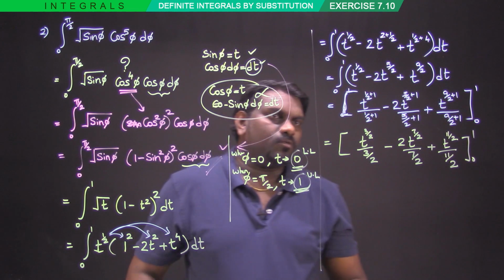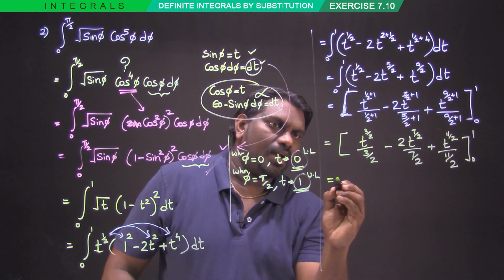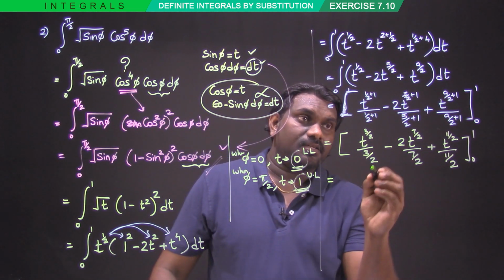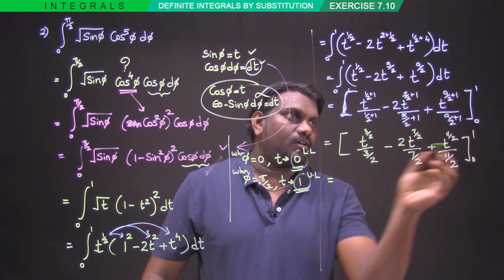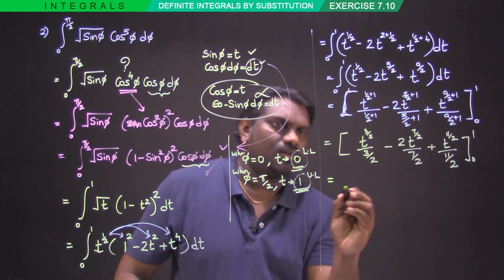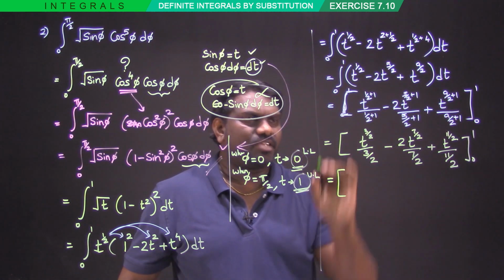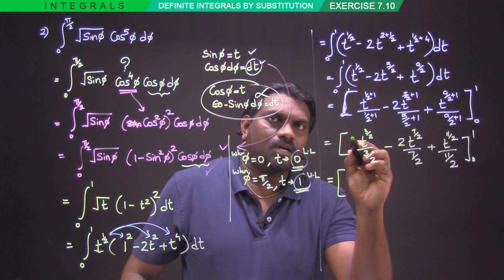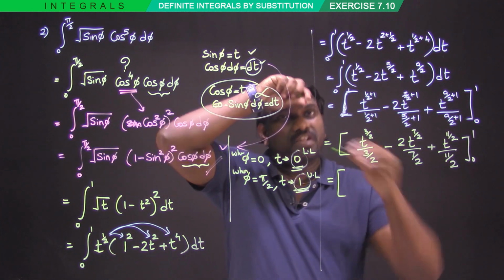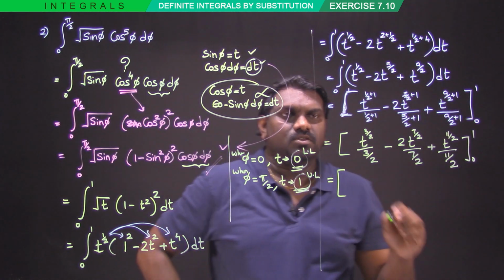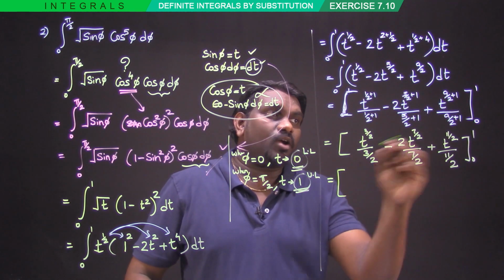Now what do you have here? Now you need to apply the limit and then take the reciprocal. When you apply this, let me apply it and then I will take it off. This whole term, 1 raised to anything, is 1.